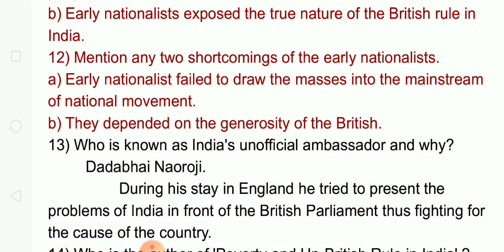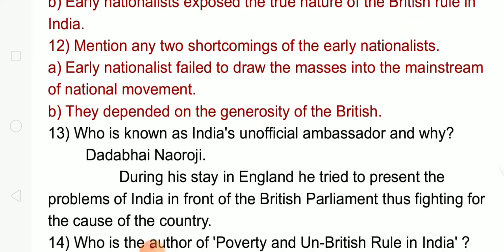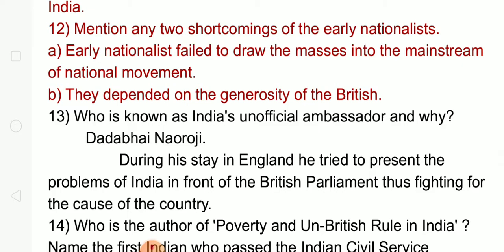13th question. Who is known as India's unofficial ambassador and why? Dadabhai Naoroji was known as the unofficial ambassador of India. During his stay in England, he tried to present the problems of India in front of the British Parliament, thus fighting for the cause of the country.